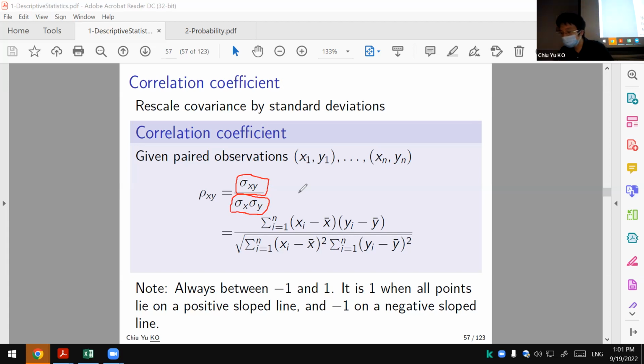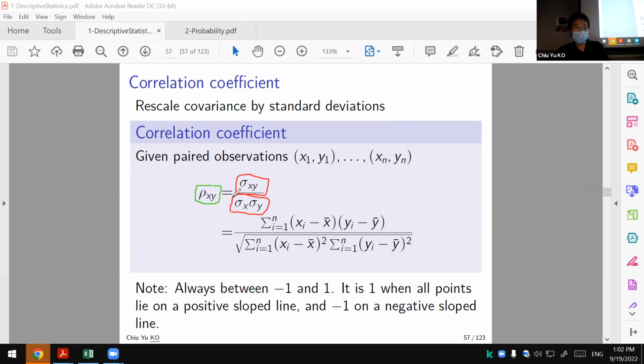You may ask, why do we do this? There are 2 reasons. First, covariance has a unit, depending on how you measure x and y. And if you divide by them, then the measure, what we call the correlation coefficient, does not have any unit. It doesn't depend on the unit we are measuring.